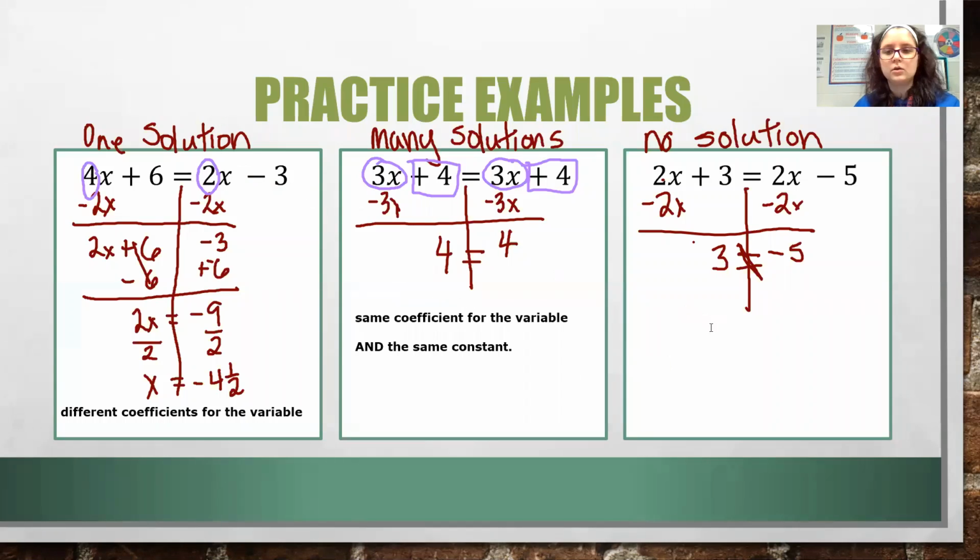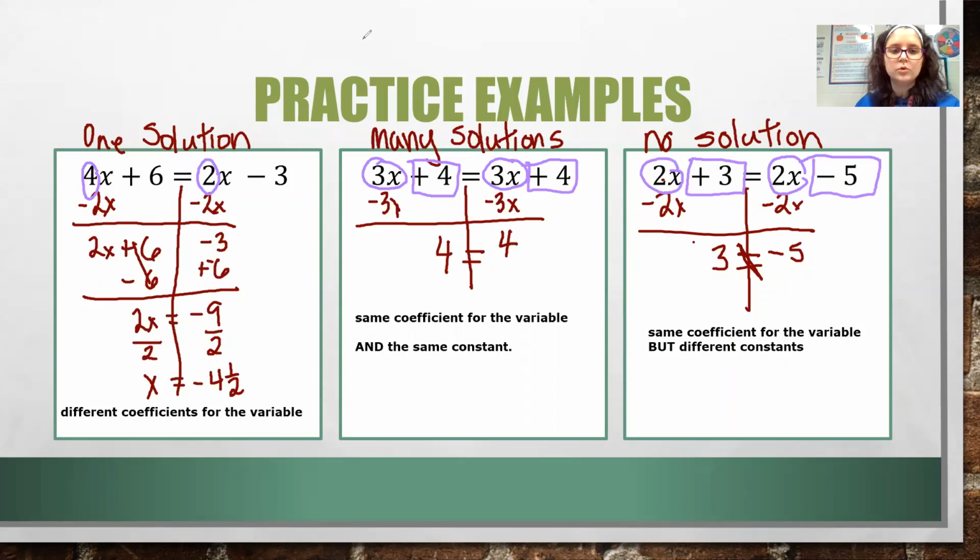Okay, and for no solution, we can see that we have the same coefficient for the variable, but we have different constants. Okay, so we have the same coefficient, they're both 2x, but this is a plus 3 and this is a negative 5. And that will always lead us to making a false statement.